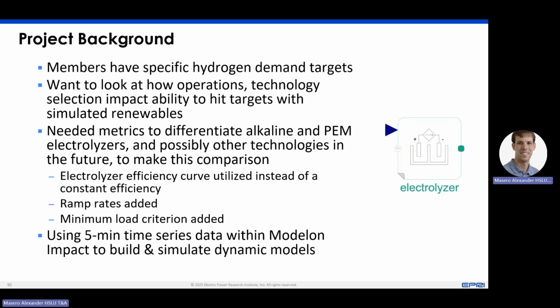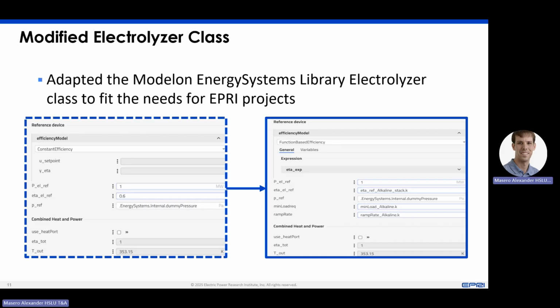So we took simulated renewable profiles at 5-minute data increments, and we plugged them into Modelon, and we started trying to build out this added functionality. So this is a quick snapshot for those who have not worked within Modelon. This is what the electrolyzer window looks like. And then we just added a couple little functions there that allow us to begin to compare some of these key characteristics of electrolyzer systems.